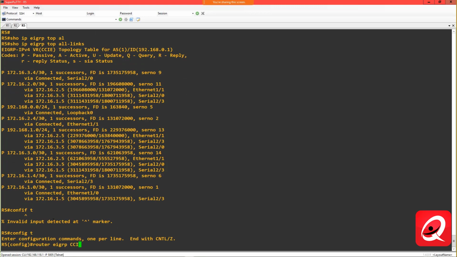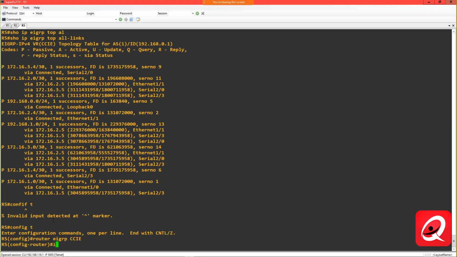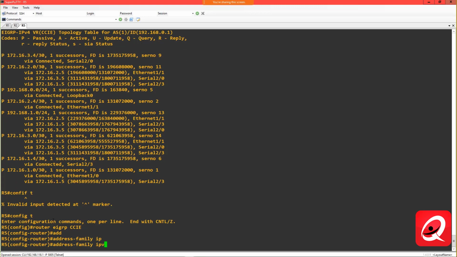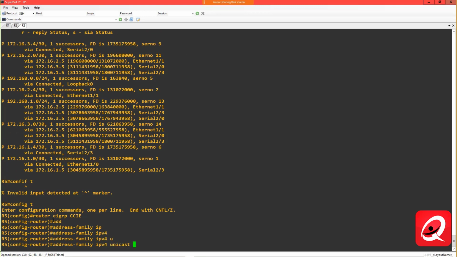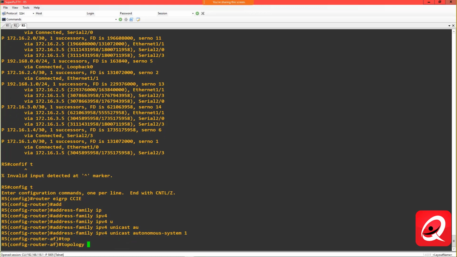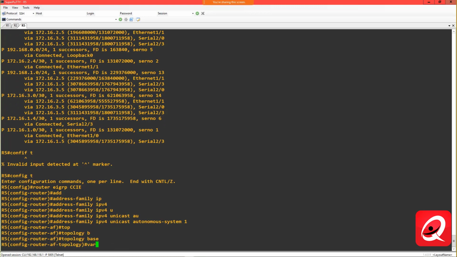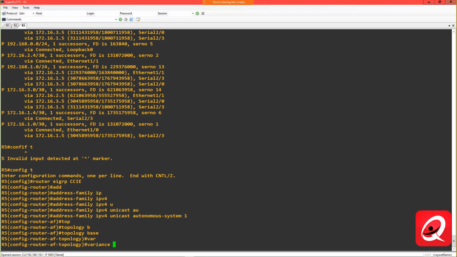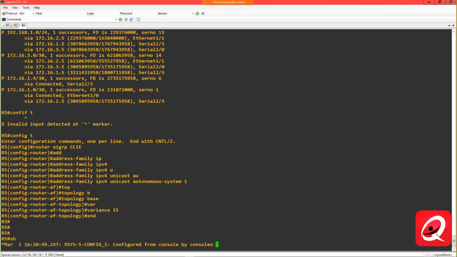But let's go into our routing process. Router EIGRP CCIE, address family IPv4 unicast, autonomous system number 1. This is going to be applied to the topology base because, again, it is a configuration that applies to routing and the routing information base for EIGRP. And let's go ahead and set a variance of 15.